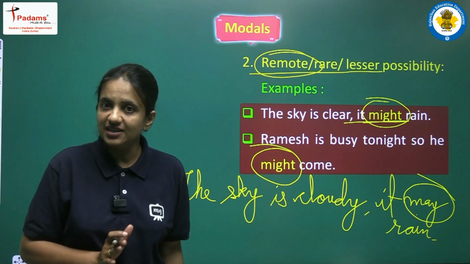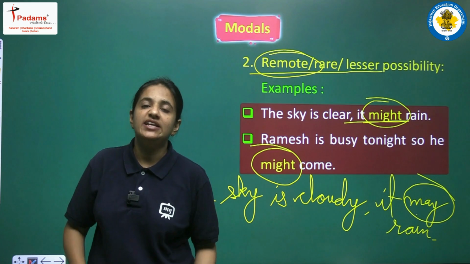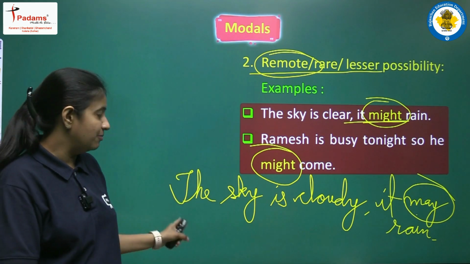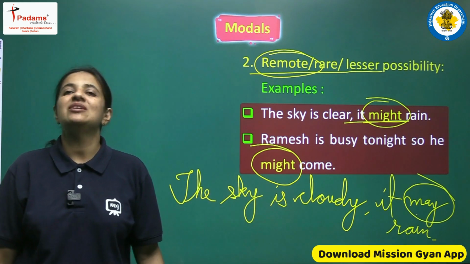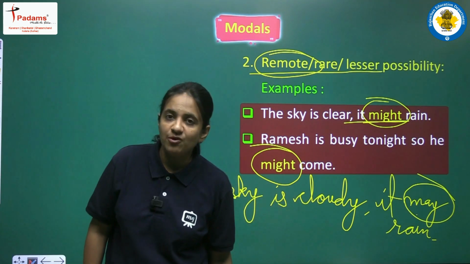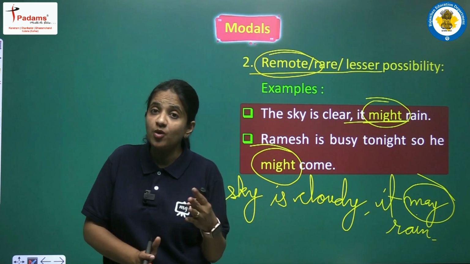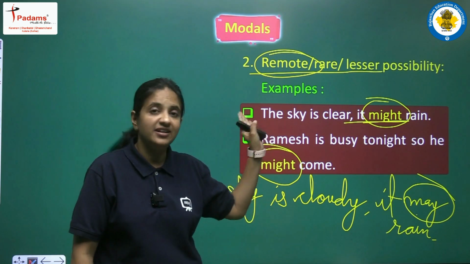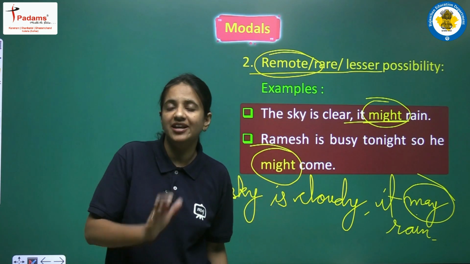I hope the difference is clear, that if we are using may, we are trying to show very strong possibility, like this example, that the sky is very cloudy, it may rain. But if we are using might in a sentence, then with the help of might we are trying to show very less, very rare, very remote possibility. Like we can again read the example, the sky is clear, so it might rain.